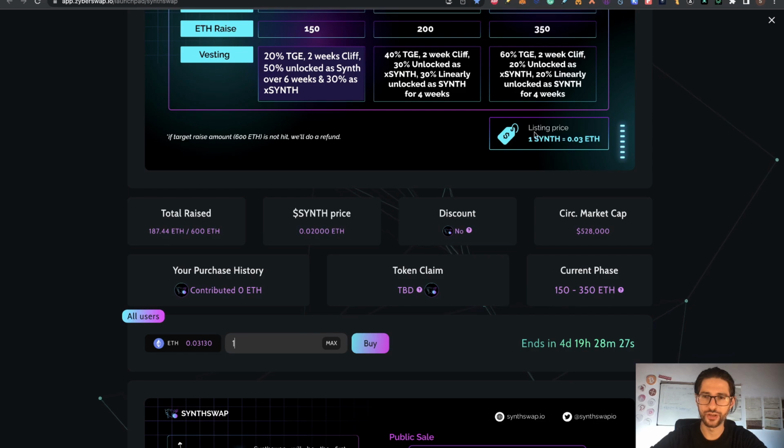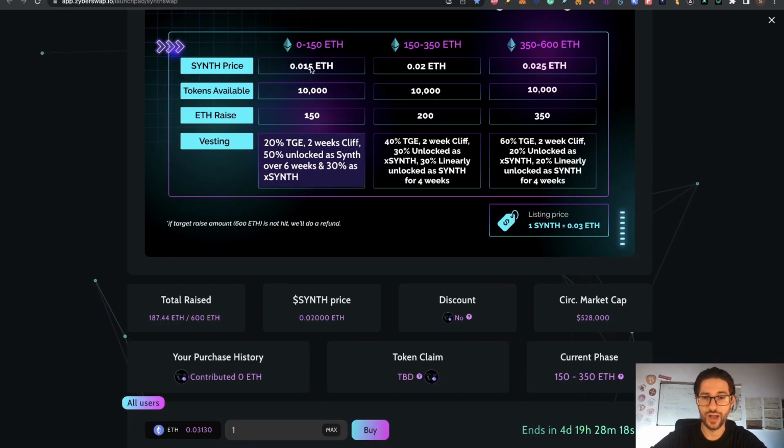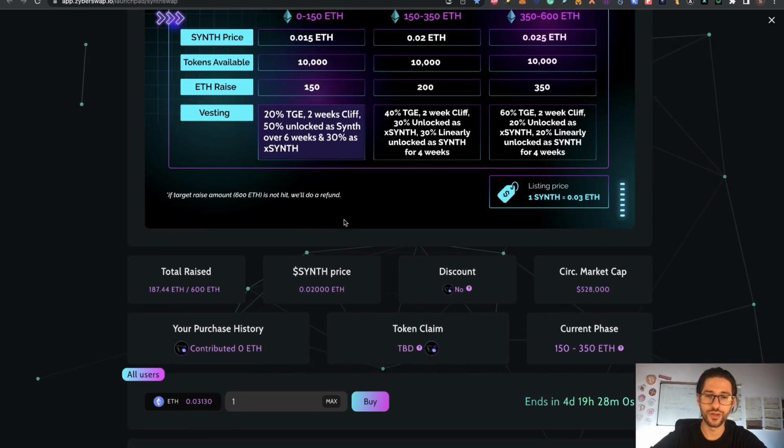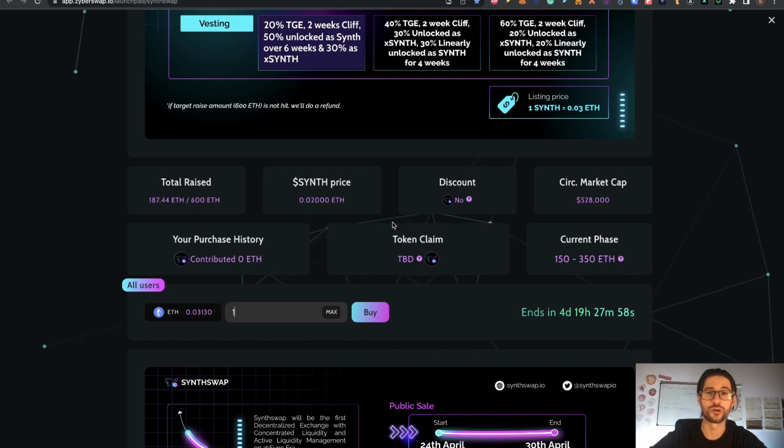And like you can see here, guys, the listing price of one Synth is going to be 0.03 Ethereum. I bought at 0.015, so I will already be making 100x from the listing price. And if you buy right now at 0.02, you will be at 50% profit from the listing price. Like always, anything can happen here. By no means should you take this video as me encouraging you to buy. I am just sharing because I invested, but this is not financial advice, only my opinion and why I think there are great opportunities for this token.